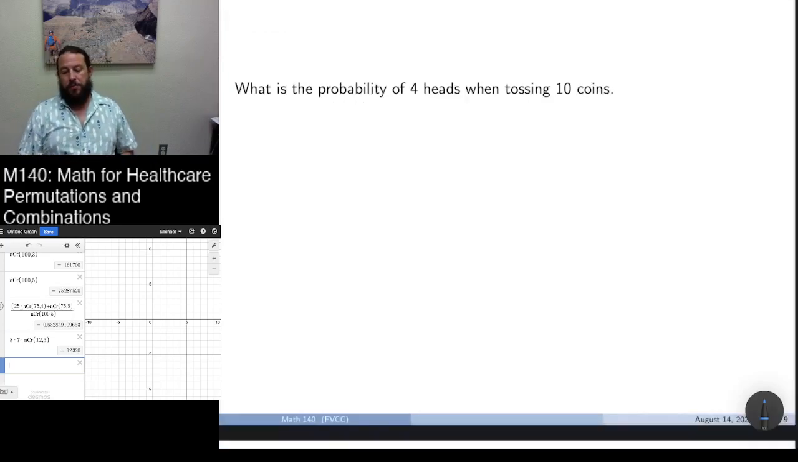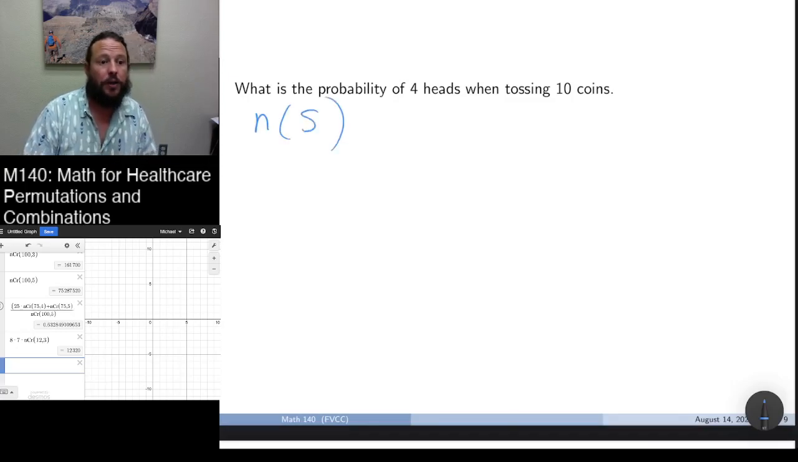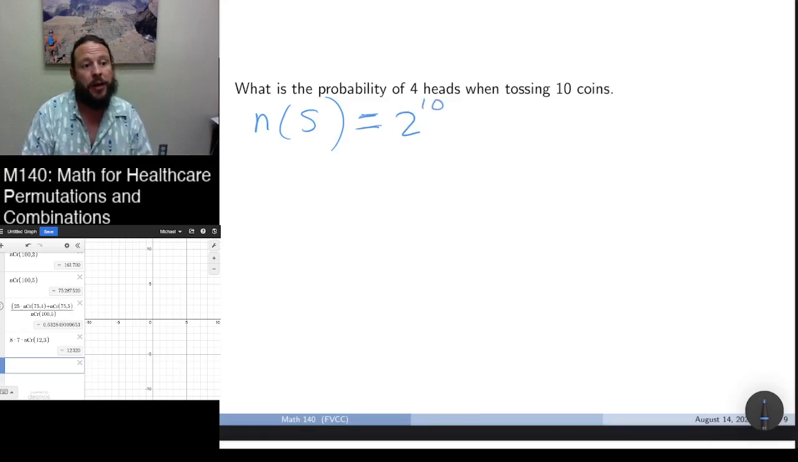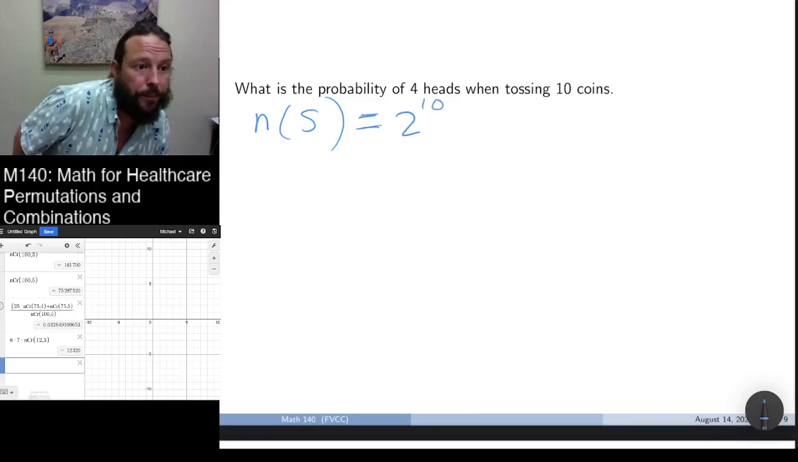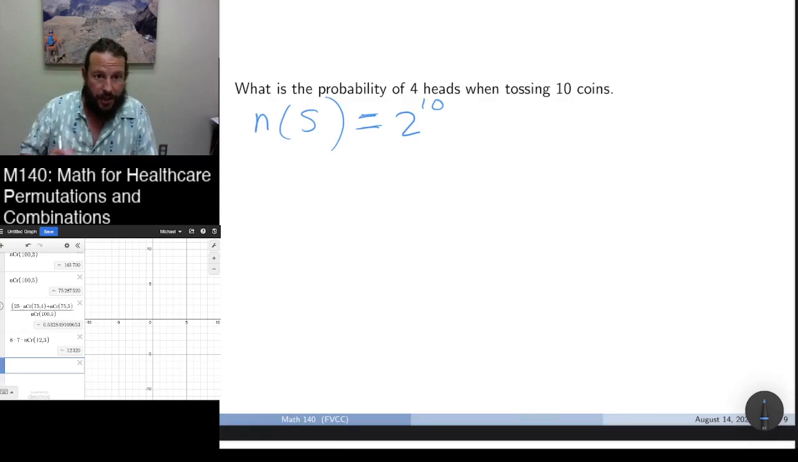What is the probability of 4 heads when tossing 10 coins? Okay. Let's see. What do we got? What's the size of our sample space, right? That's how we want to start. We're tossing 10 coins. We saw this in the first video. We used the multiplication principle to get this is 2 to the 10th. If you don't remember that, go ahead and look back in that video. All right. Now, that's our denominator, right?